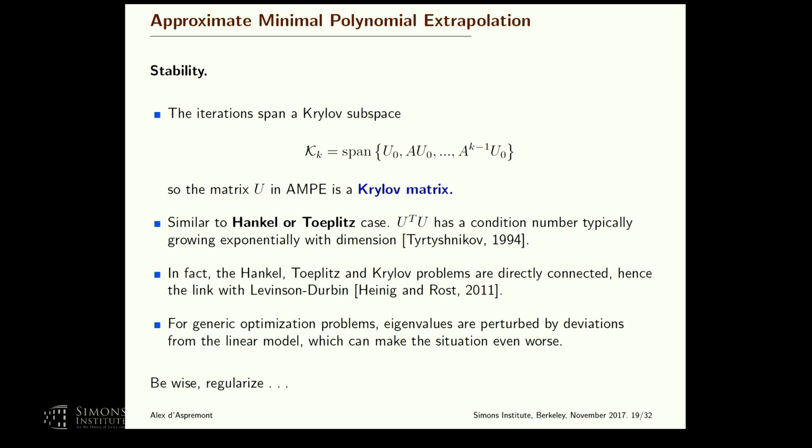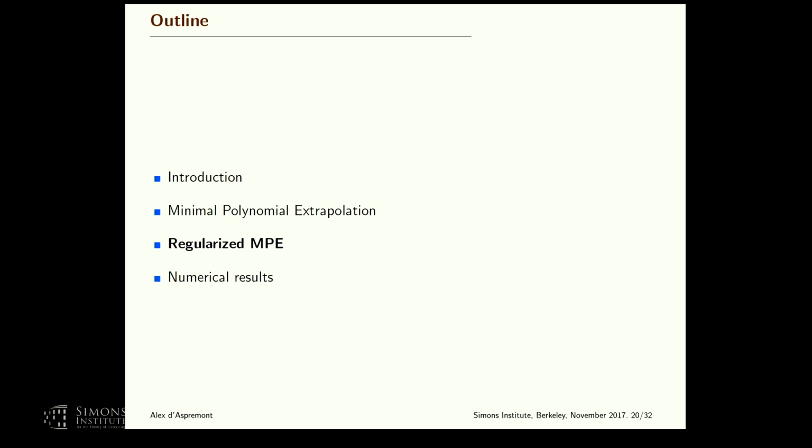Okay, so the Krylov problem is directly related to the Hankel or Toeplitz case, and we know that in those cases, the condition number is typically exponentially large. Okay, so that's bad news. And so if you want to do this on nonlinear problems, you need to regularize, okay? In particular, for generic optimization problems, you have noise on top of this. What you observe is actually a noisy version of that matrix, and so there are stability issues at stake.